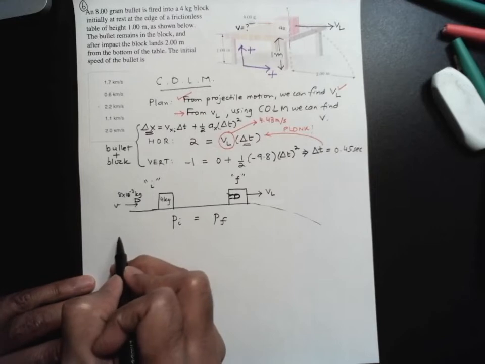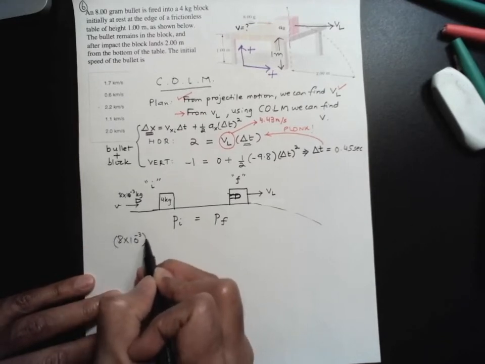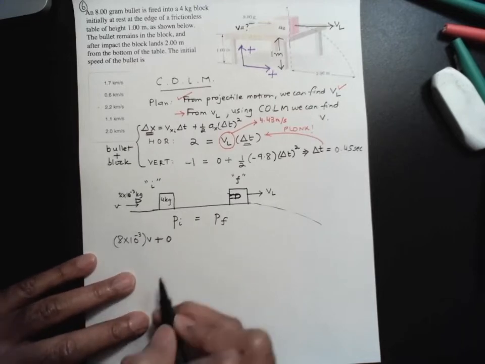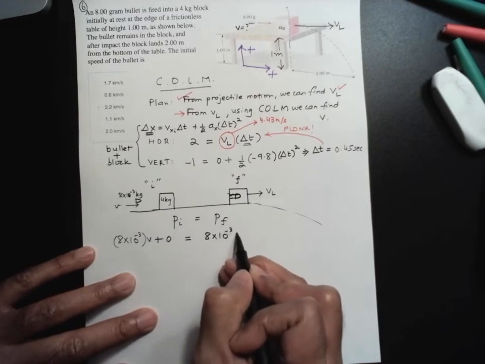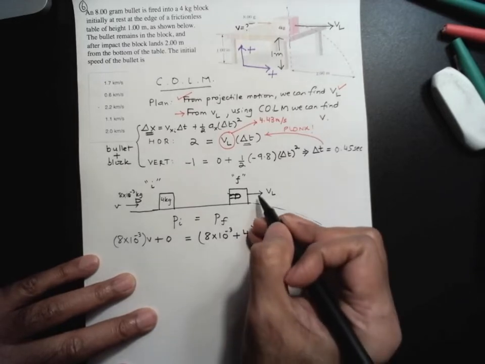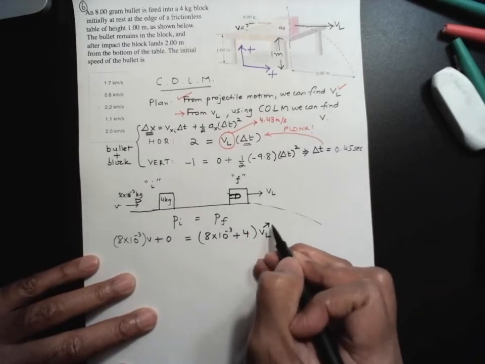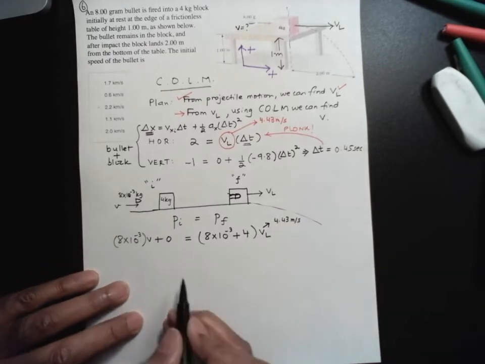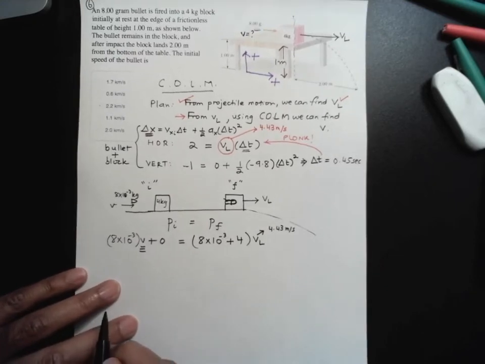And initial momentum is 8 times 10 to the minus 3. It's all in the bullet, and nothing in the block. But then in the final, they're both together, so it's 8 times 10 to the minus 3 plus the 4 kg, right? And the final is the V launch, which we know is 4.43 meters per second. So everything's known, and we can find V from this, okay?